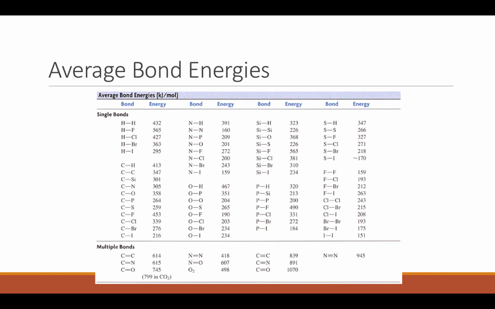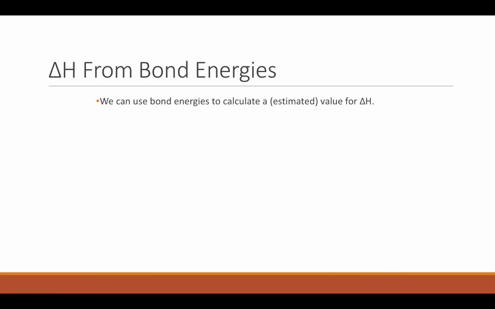Here's a table of average bond energies. Notice, as we said, a C-C single bond has a lower bond energy than a C-C double bond, which has a lower bond energy than a C-C triple bond. We can use these bond energies to calculate a value for delta H. Recall that previously we've looked at several ways to calculate delta H, such as calorimetry or using delta H of formation. This is yet another way to calculate delta H, or enthalpy of reaction.